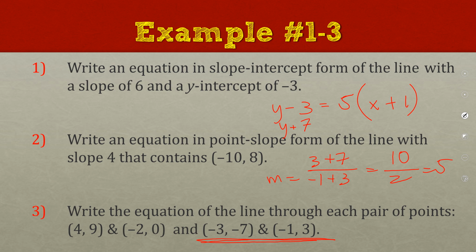Okay, there we go. y minus -7 is equal to 5 times the quantity x minus -3. And again, that's the same line. Either answer is acceptable. You don't need both, you just need one of them.